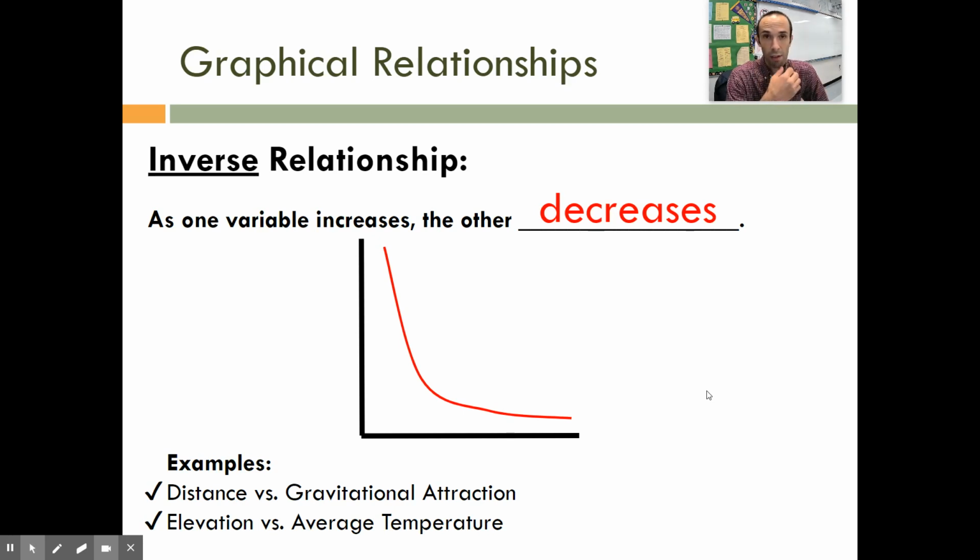So a good example of this is altitude and temperature in the troposphere. So if you climb a mountain, you notice that it gets colder and colder as you go up in altitude. So the altitude is increasing, but the temperature is decreasing. And so you have an inverse relationship. And that's a good example of one. And there's plenty of other ones out there as well.